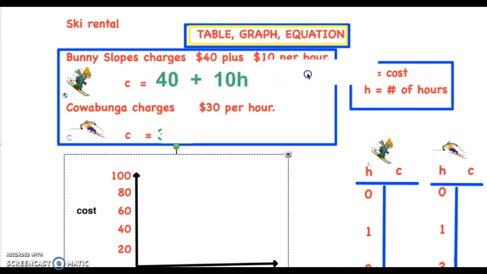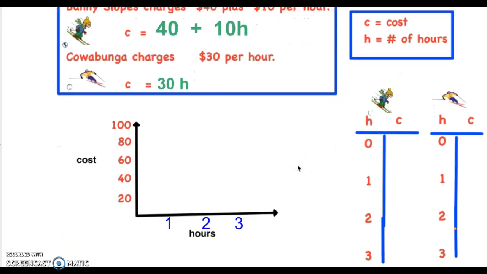So here is my equation, 40 plus $10 per hour. Cowabunga charges $30 per hour. So the cost is 30 times H, or 30H. Now let's look at the graph and tables.